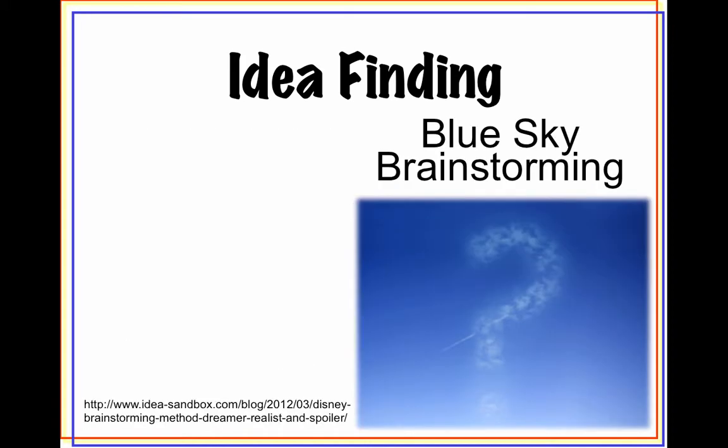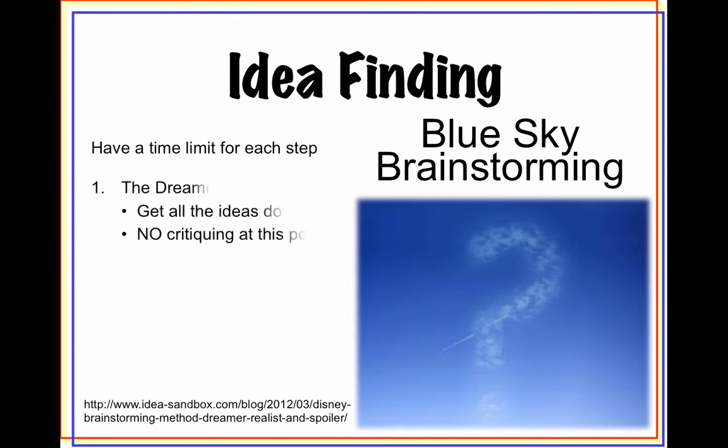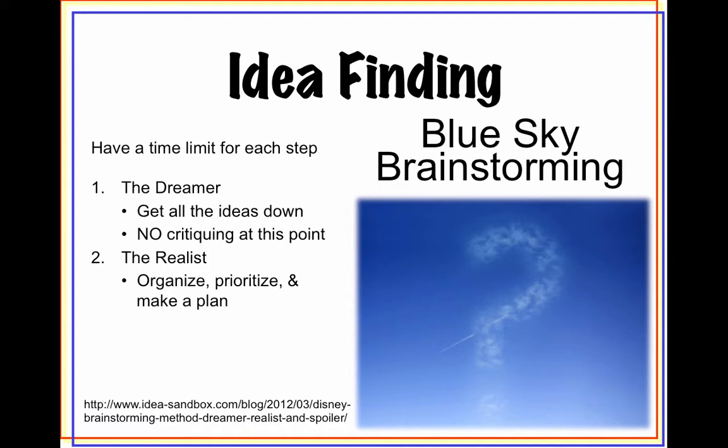Blue sky brainstorming. Have a time limit for each of the steps. First is the dreamer. You want to get all of your ideas down. No critiquing at this point, no show-stopping comments. The realist is the second part. This is where you organize, prioritize, and make a realistic plan. The spoiler is the next part. This is where you critique your plan together, you poke holes, and you become practical.